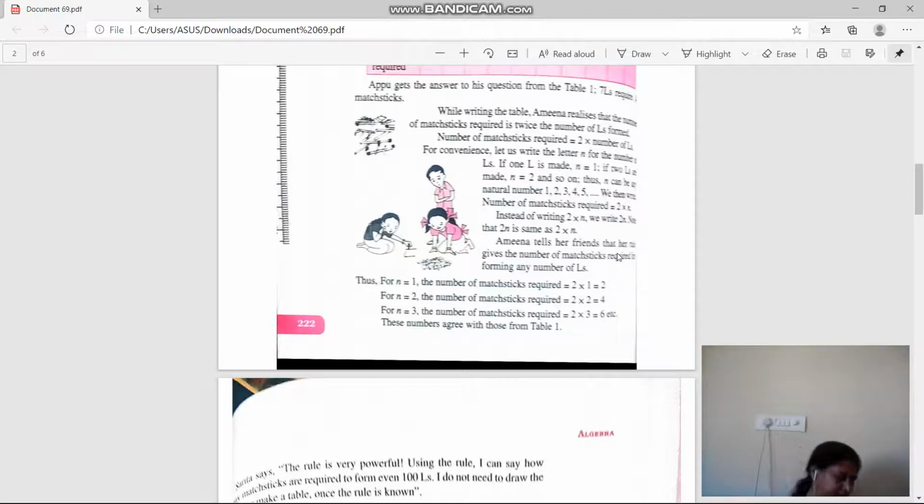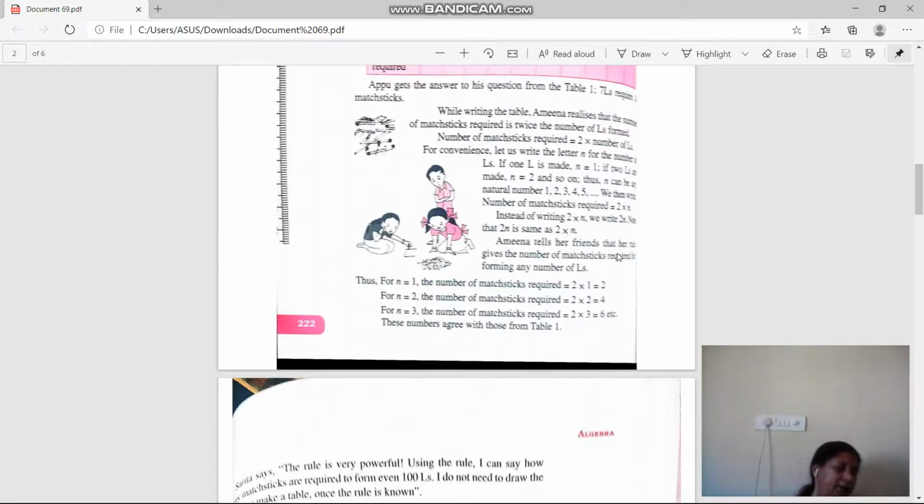Get it? So thus for n, you can see on the screen also, otherwise you can see on page number 222. Okay, so for n is equal to 1, the number of matchsticks required is equal to 2 multiplied by 1, that is 2. For n is equal to 2, the number of matchsticks required is equal to 2 into 2, that is 4. For n is equal to 3, the number of matchsticks required is equal to 2 into 3, that is 6. These numbers agree with those in Table 1.